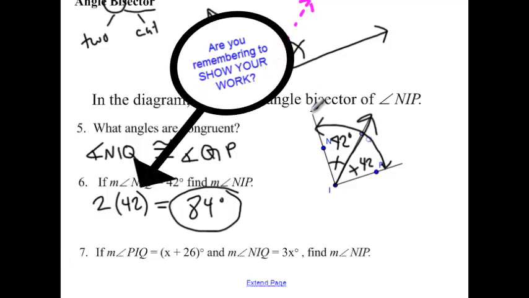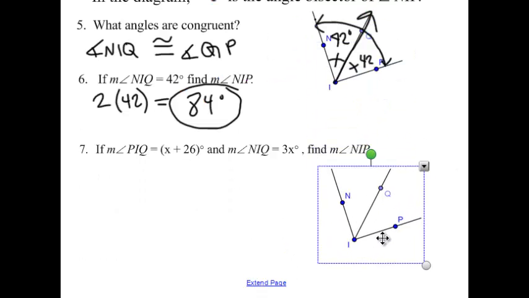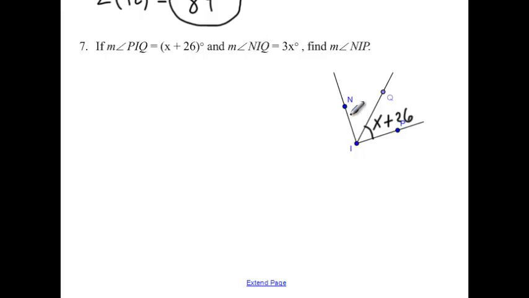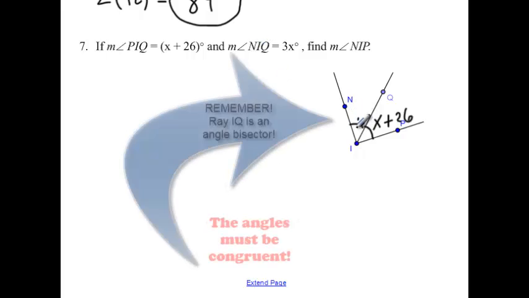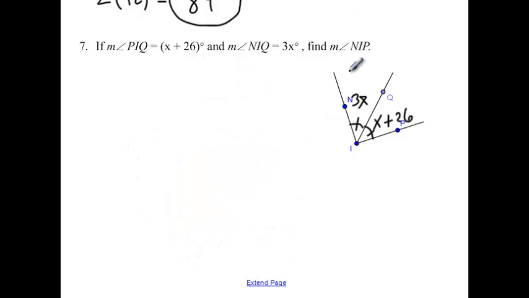And then our final example. Let me get a new copy of this picture. You'll want to do the same thing. Okay, here we go. So let's put our labels in. First, angle PIQ is here, and they tell us it's x plus 26. NIQ, here and congruent to it, tick mark that, is 3x. And we're asked to find angle NIP, the whole angle.